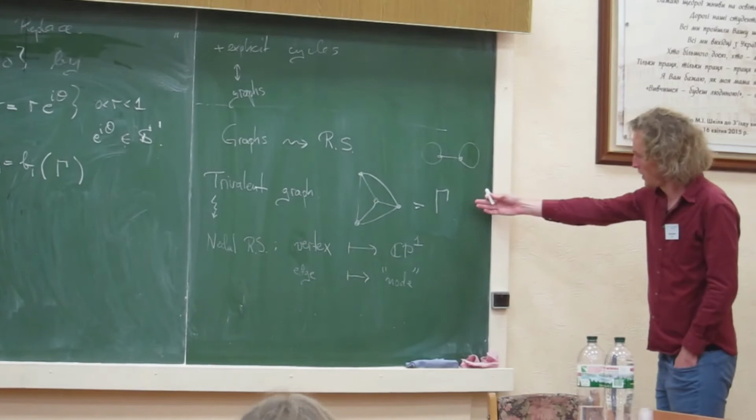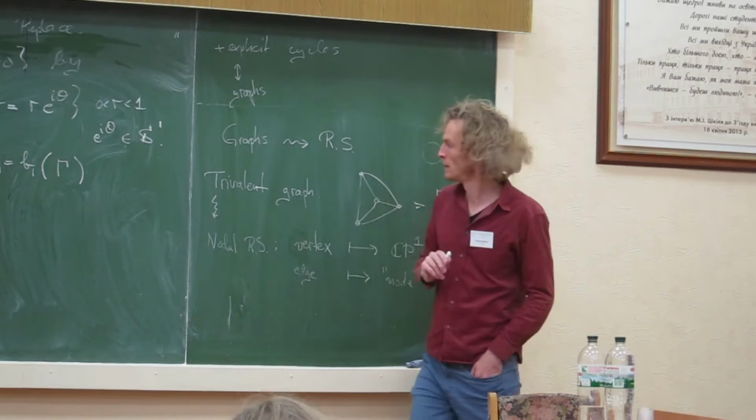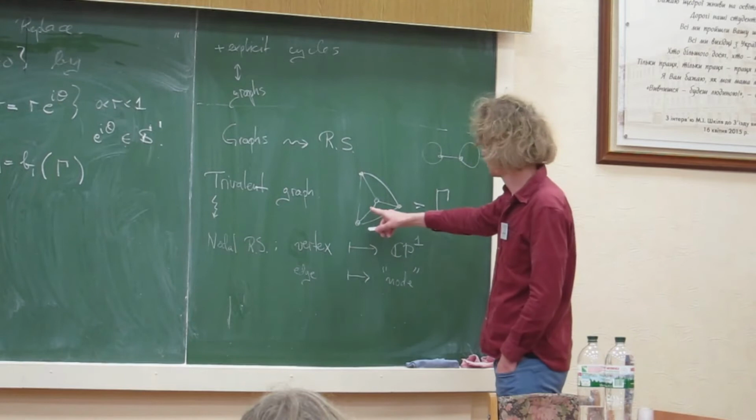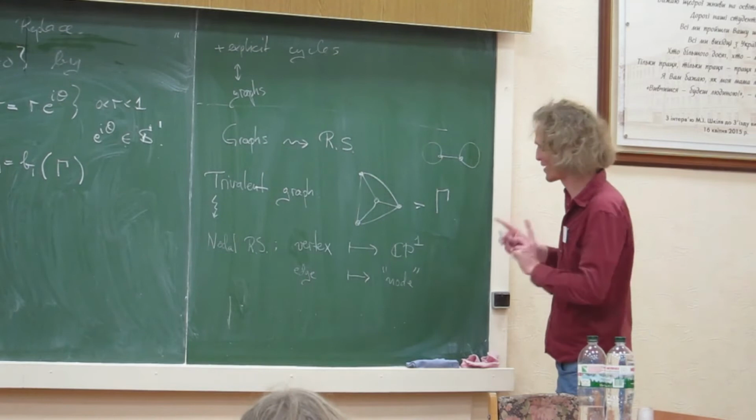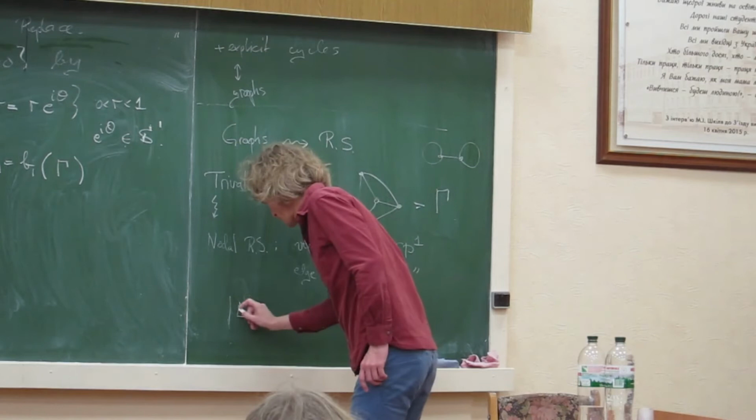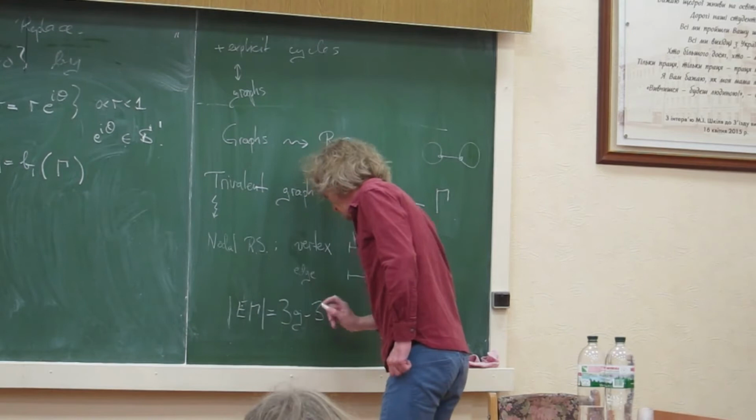And if this graph is trivalent, then... Plus one, I think. Sorry? I think plus one. No. So, I think... But not one, yeah. Yes, sometimes, but... right. If this is trivalent, the number of edges will be 3g minus 3.